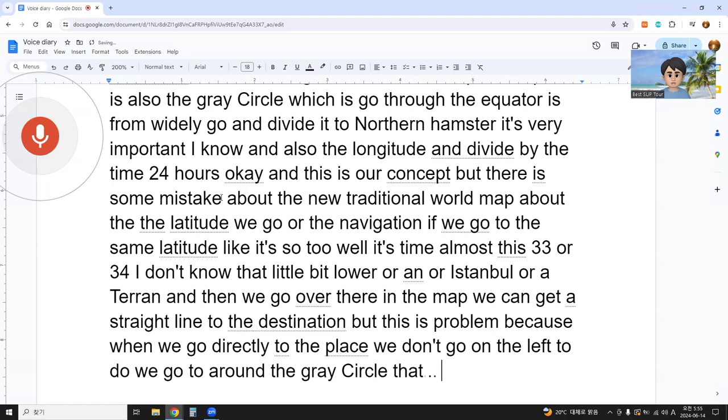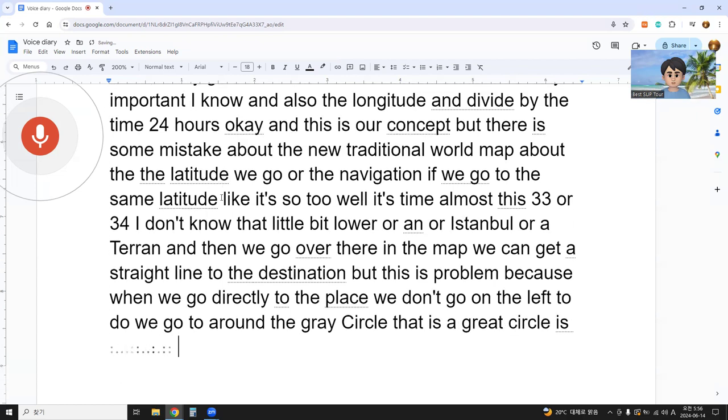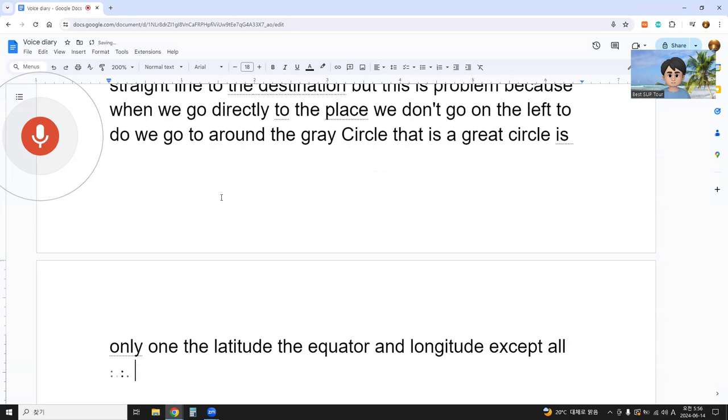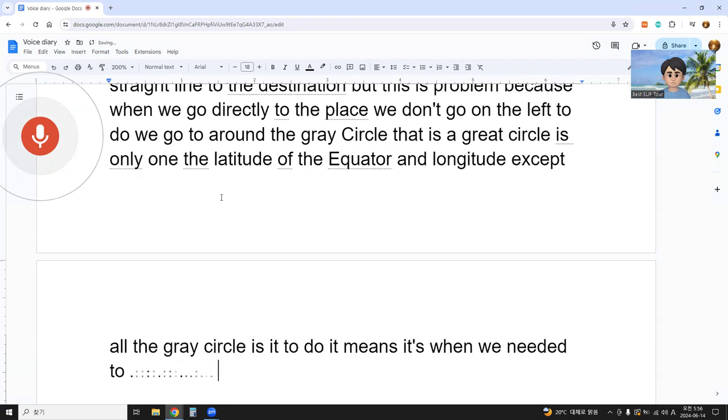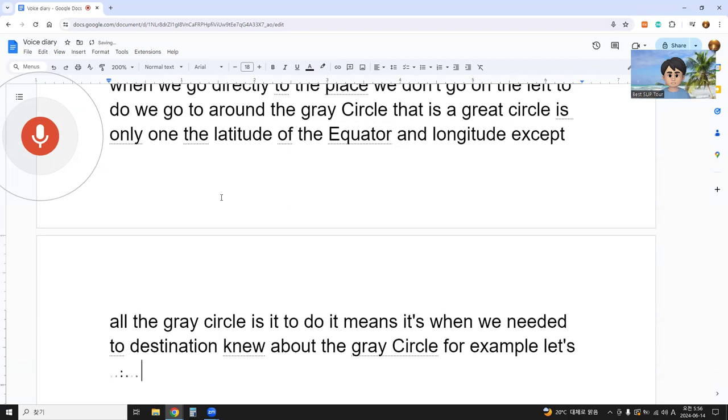The equator and the longitude lines are great circles, and all the other great circles are tilted. It means we need to know about the great circle of the destination. For example, let's take Seoul. What is the great circle of Seoul? It's very simple.